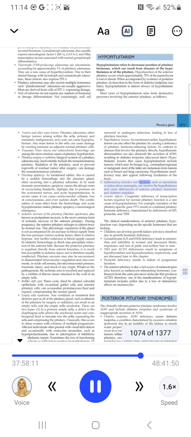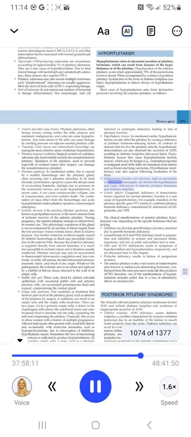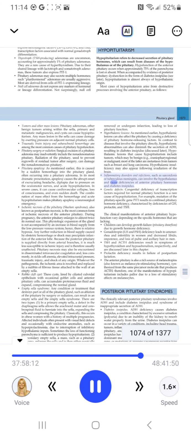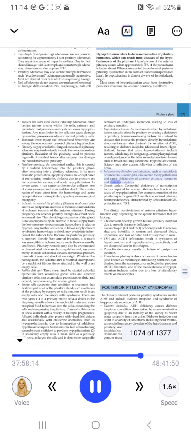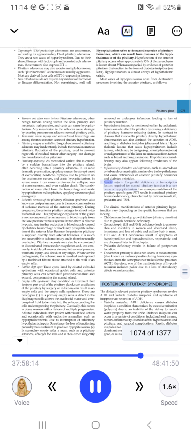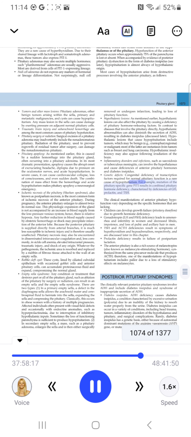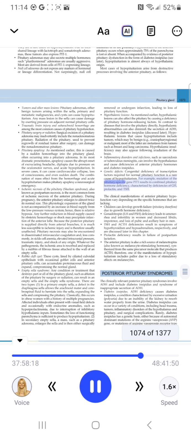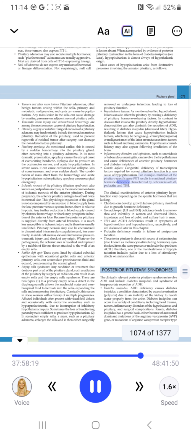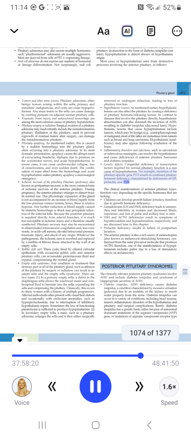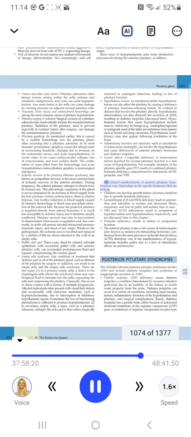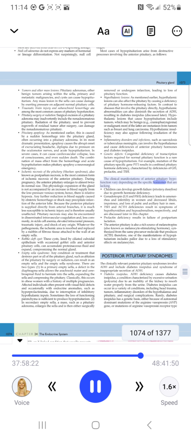Inflammatory disorders and infections, such as sarcoidosis or tuberculous meningitis, can involve the hypothalamus and cause deficiencies of anterior pituitary hormones and diabetes insipidus. Genetic defects: congenital deficiency of transcription factors required for normal pituitary function is a rare cause of hypopituitarism. For example, mutation of the pituitary-specific gene, PIT1, results in combined pituitary hormone deficiency, characterized by deficiencies of GH, prolactin, and TSH. The clinical manifestations of anterior pituitary hypofunction vary depending on the specific hormones that are lacking.